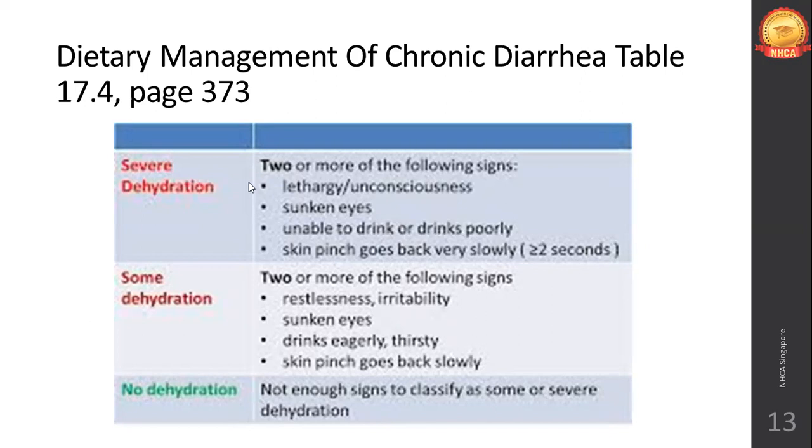Moderate dehydration: restlessness, irritability, sunken eyes. The patient drinks eagerly, is thirsty, and when you pinch the skin, it goes back slowly, but it will not take more than 2 seconds. No dehydration: the patient looks healthy, there are no sunken eyes, and the skin feels hydrated as well as plump. So when you come across any cases of diarrhea, these are the dehydration signs and symptoms you have to look for. Severe dehydration can lead to death as well.